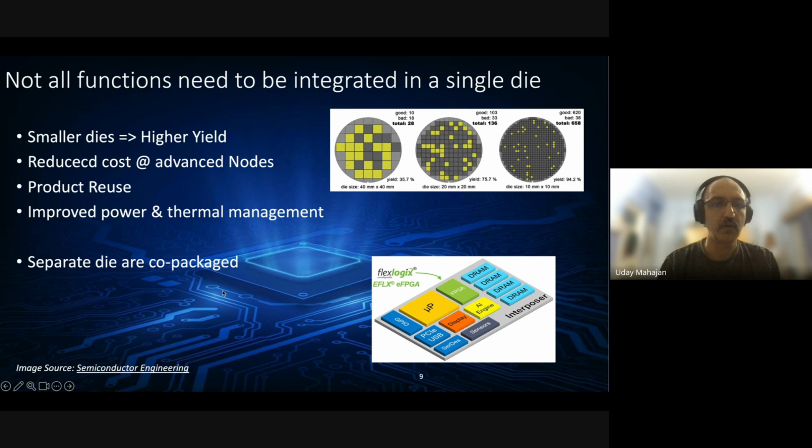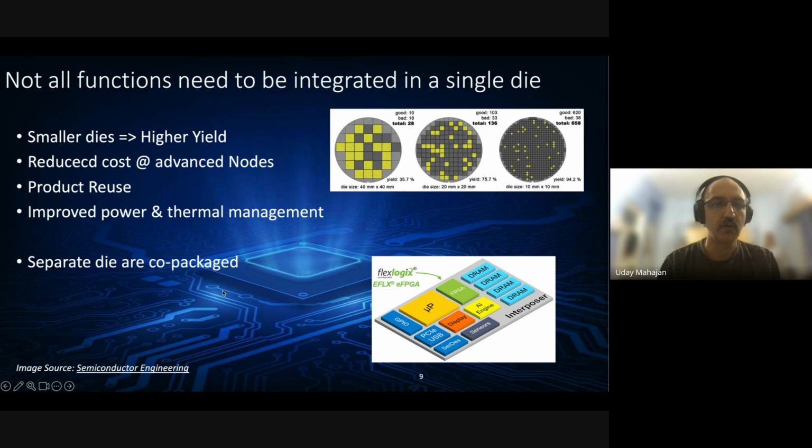And also it reduces your fabrication cost at advanced nodes. Let's say functions that do not need to be fabricated at 7 or 4 nanometers can be fabricated on older generation technologies at lower cost. It also allows you to reuse products from older generations and improves power and thermal management as a result. So what that means essentially is that separate dies can be fabricated and co-packaged to give you the same function that a big giant die would have been used for before this disaggregation of functions started.